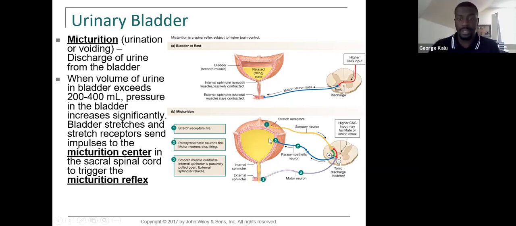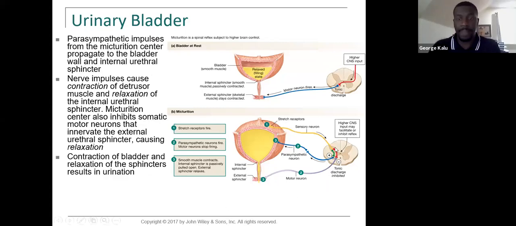So again, all we had here was some stretching. Stretching causes the stretch receptors to activate, and those send action potentials down to the micturition center inside the spinal cord. From there, we have parasympathetic impulses. These parasympathetic impulses coming from the micturition center send motor impulses down to the bladder, specifically the detrusor muscles of the bladder, as well as to the internal urethral sphincter.